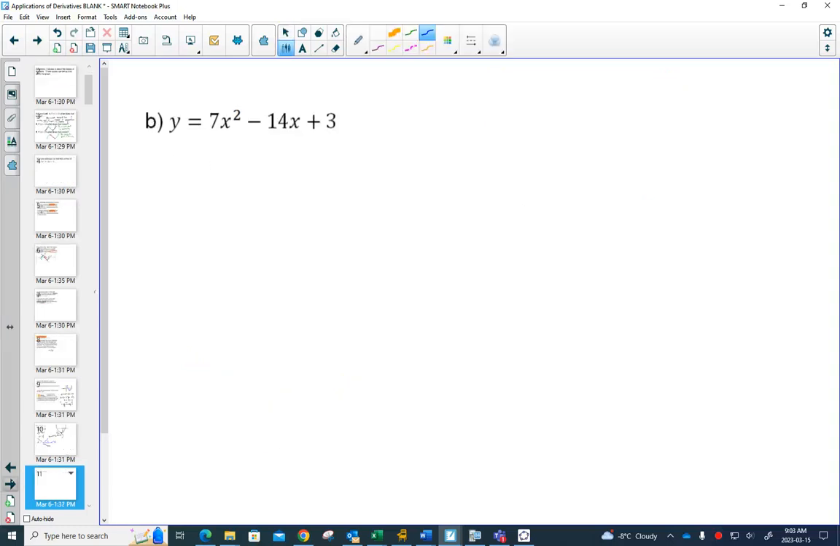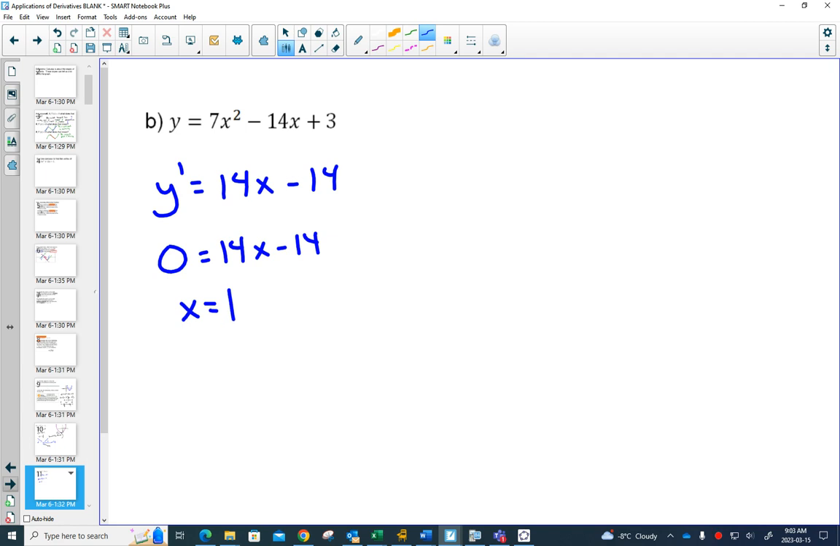All right, here's another parabola. So what we would do, we would find our derivative and find our stationary points. Set it equal to 0 and solve. Move the 14 over, divide by 14, you would get x equals 1. Make a number line for your derivative. Plug in your critical points. We plug in 1 because that's a stationary point, and we have no non-permissible values, so that's the only one we put on there.